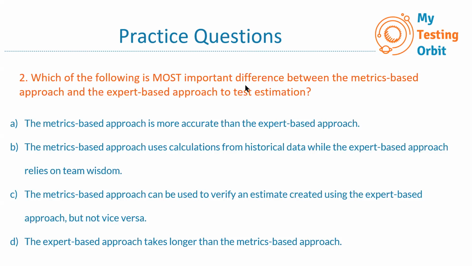Okay, I've got an answer from Jatin. Okay, Jatin has given me the answer B, which is the correct answer. So let's see what B is. The metrics-based approach uses calculations from historical data, while the expert-based approach relies on team wisdom. So this is the spot-on difference between the metrics-based and the expert-based. If you go through the other options, then you will get to know that these are clearly not the ones we are looking for. So this is the most important difference.